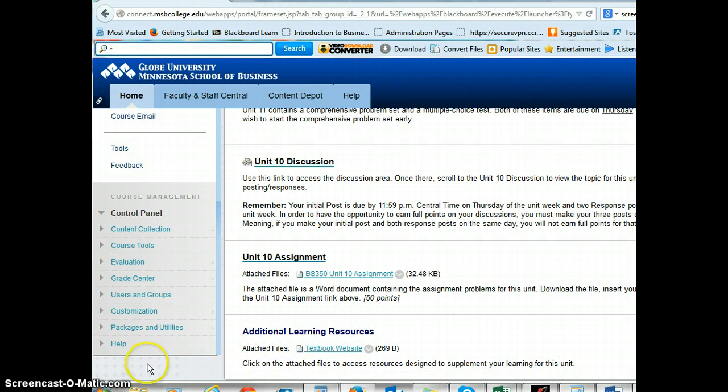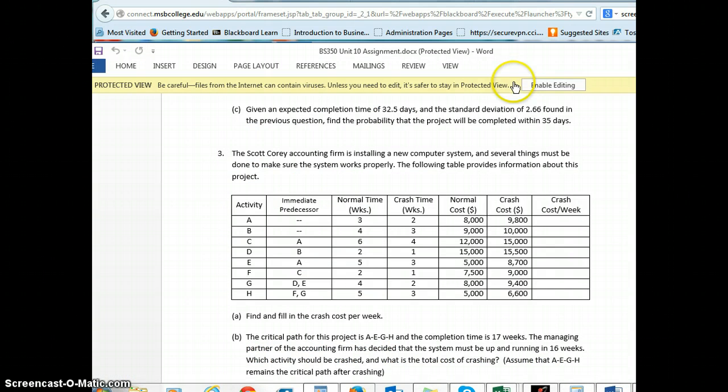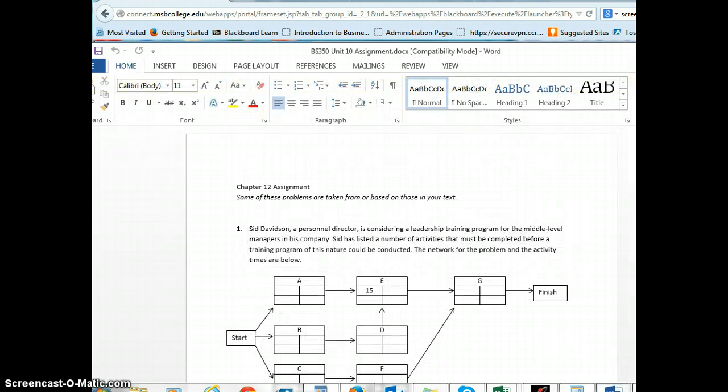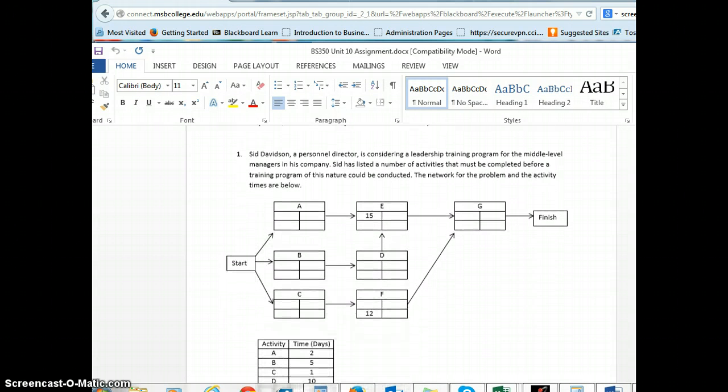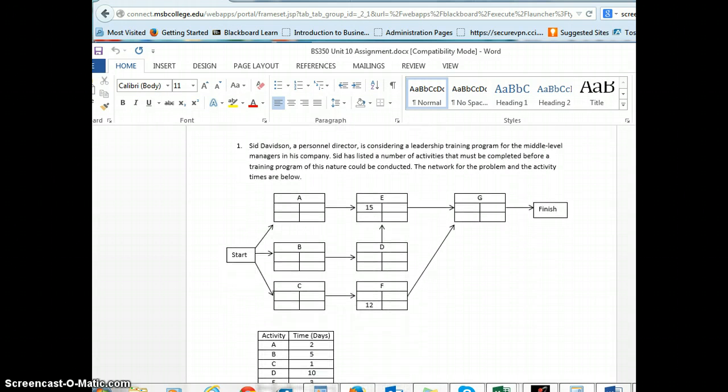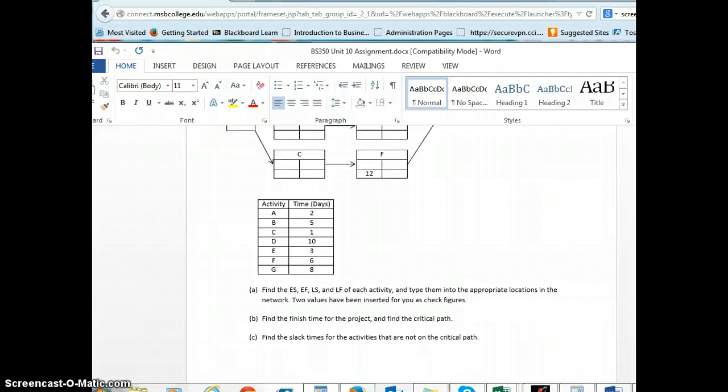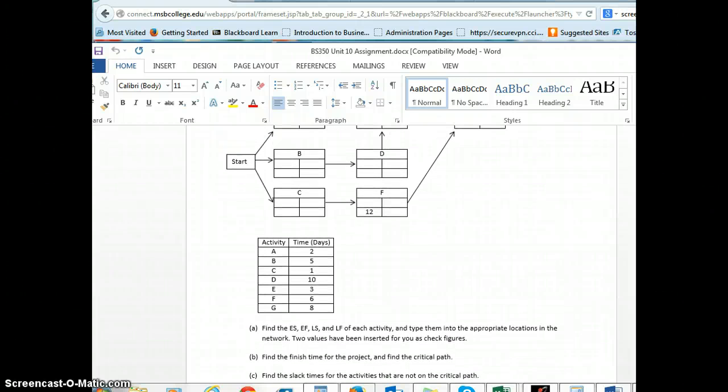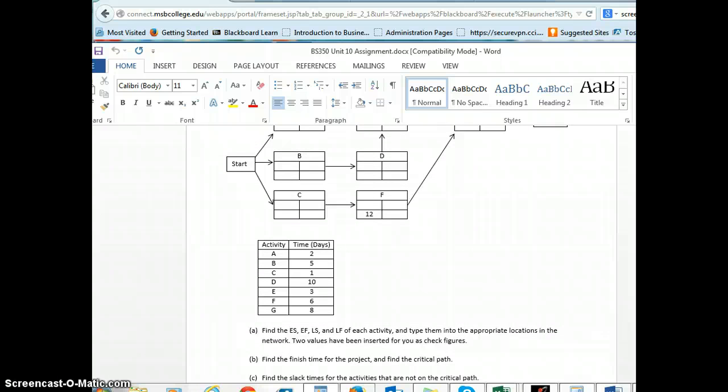Our Unit 10 assignment is going to be this worksheet. And so what you're going to do on the first problem is you're going to provide the earliest start and finish times and the latest start and finish times for each activity in this project. Then you're going to find the total finish time, the critical path, and any slack times for activities not on the critical path.